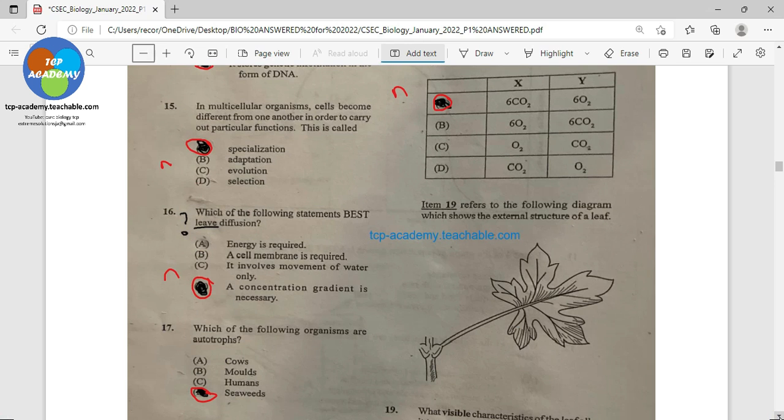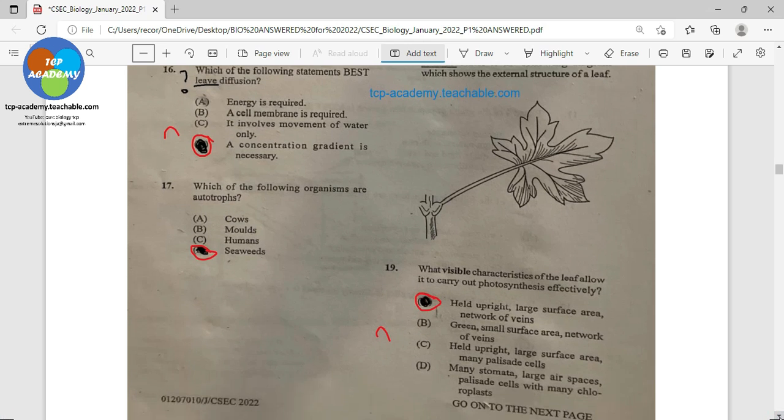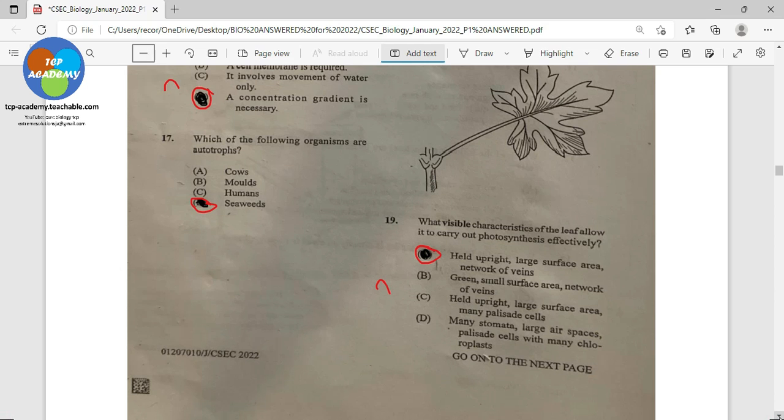We are looking at a leaf, and this is a pretty unique question as it looks at the adaptation of a leaf for photosynthesis. But let us read the question because this is going to be very important. What visible characteristic of the leaf allows it to carry out photosynthesis effectively? Visible is the word we are looking at, not just any old thing, but what you can see. So it's held upright, you can see that, large surface area, and it has net venation. So of course we're going to be going with A as was supplied.